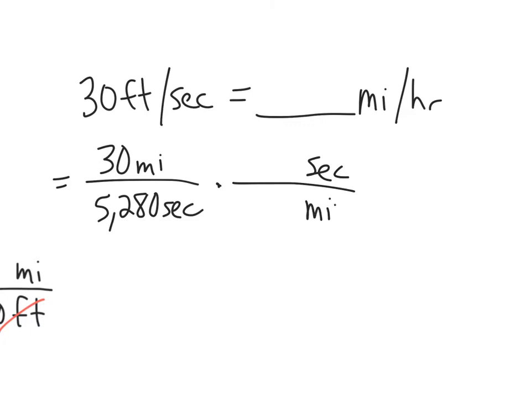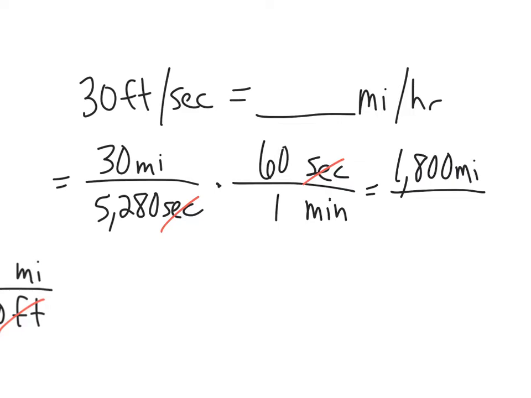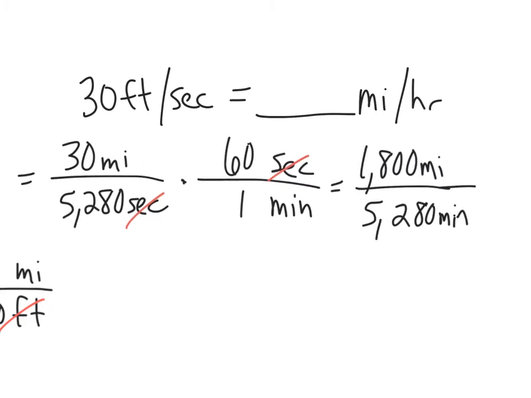The seconds, if you want to change to minutes. If you want to figure out how many seconds are in an hour, you can do a direct conversion that way if you want. So 1 minute is 60 seconds. Then the seconds cancel out. So that would be 1,800 miles over 5,280 minutes. So that's miles per minute.